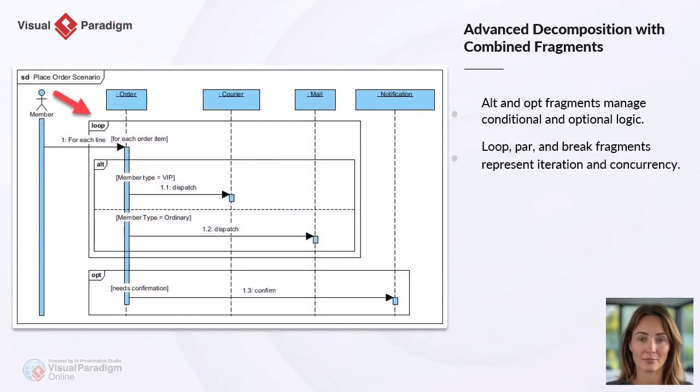The loop fragment models repetitive sequences. Parallel denotes parallel flows running concurrently, while break acts as an exception handler, terminating the enclosing interaction.